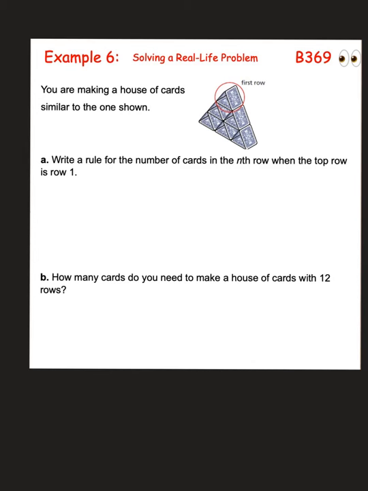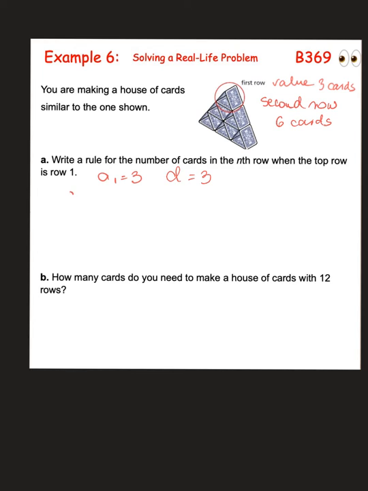In this pattern, in this example, we have a picture of stacked cards, and we are going to have to write the rule for the nth row of the stacked cards. We are given the first row has a value of 3 cards. So our first term is going to be 3. The second row has 6 cards in it. Therefore, the common difference is going to be 3 cards.